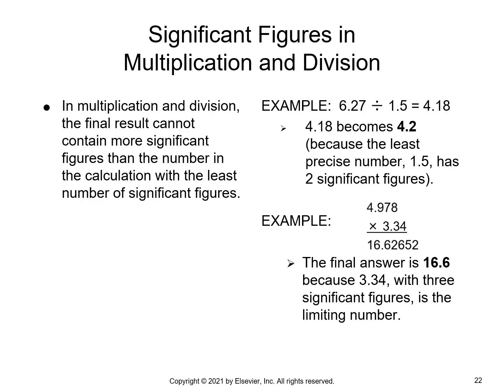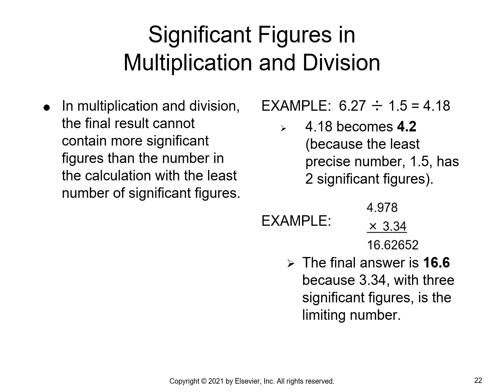Multiplication and division work the same. The final result cannot contain more significant figures than the number in that calculation or equation that has the least number of significant figures. So when we work out this example here, we see that we get 4.18 when we divide 6.27 by 1.5. And we know that 1.5 is our least precise number. It has 2 significant figures. And so we need to make sure that our value goes to 2 significant figures.